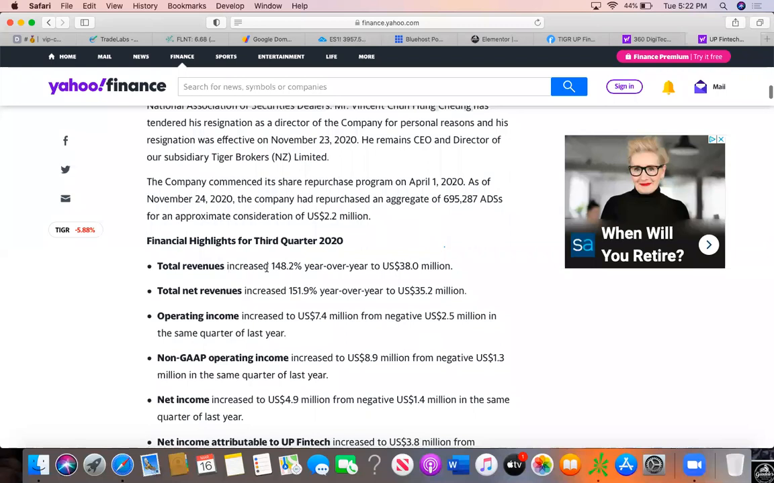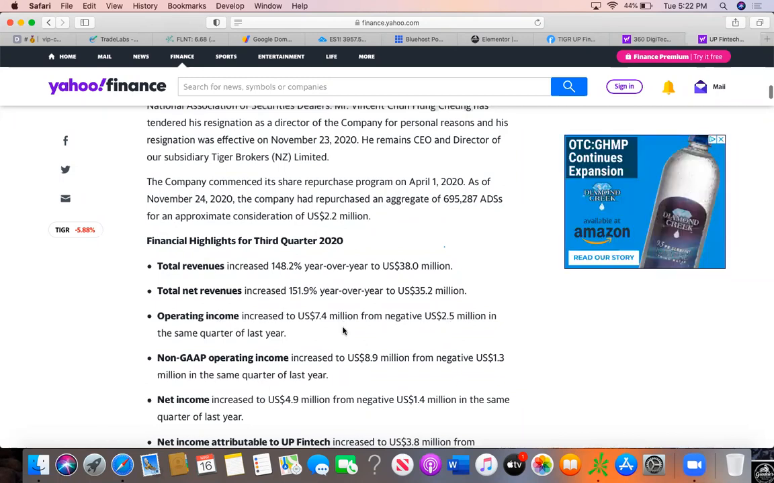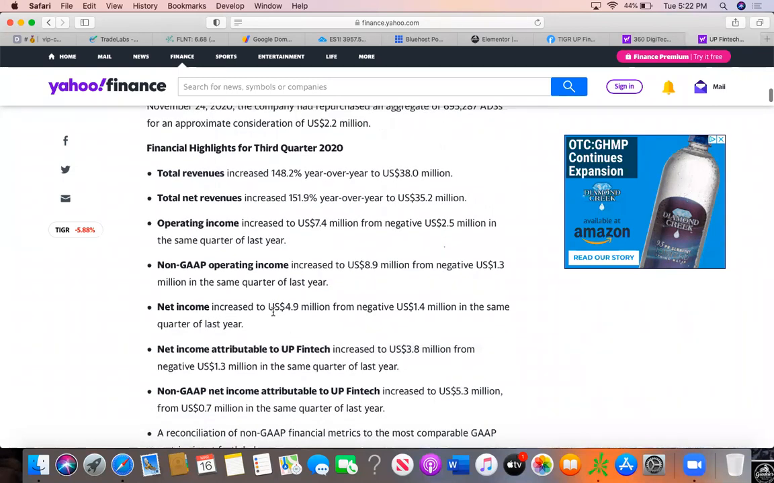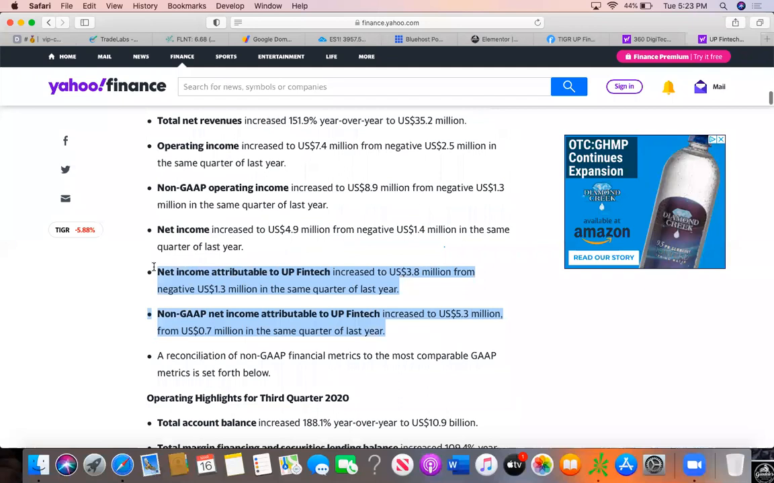Okay, so total revenue is up 148, 151. So this is big. I love to see the negativity to positivity here, and they went from negative 2.5 million in earnings to 7.4 million. Same thing here, and same thing here. So big growth in that, and turning from losing money to profitability, which is big. And they keep going into these numbers here.